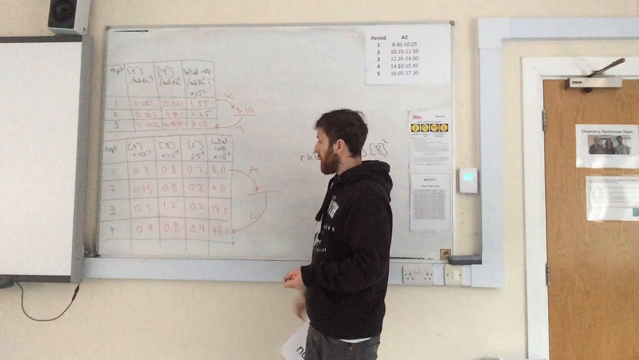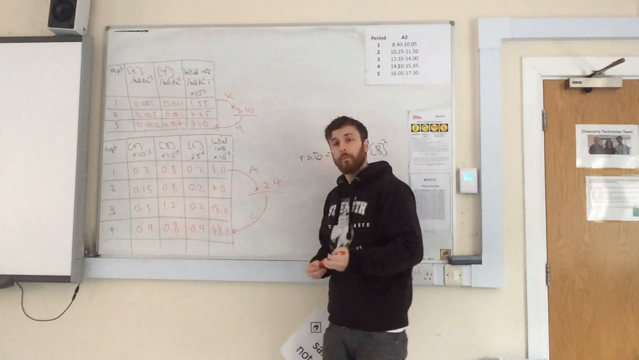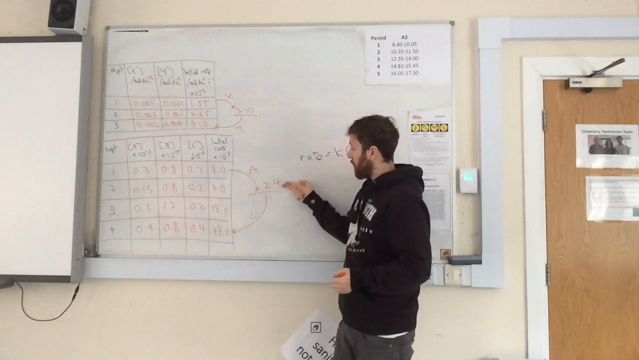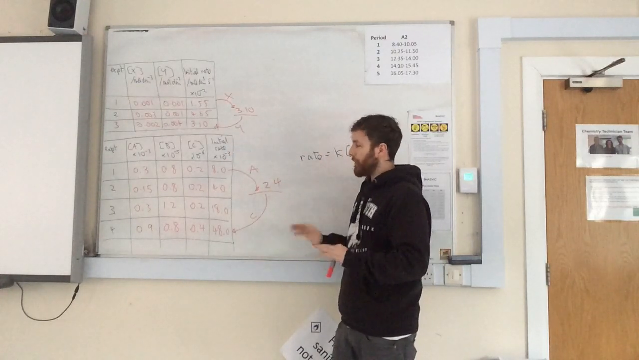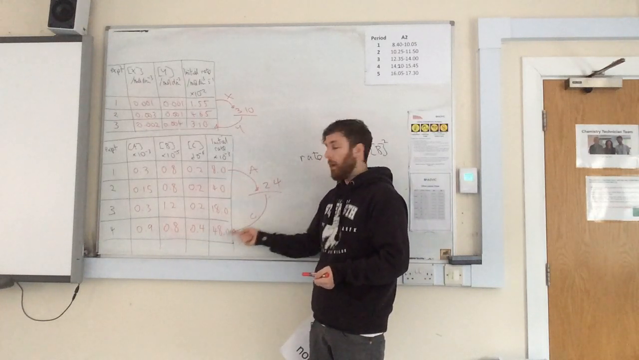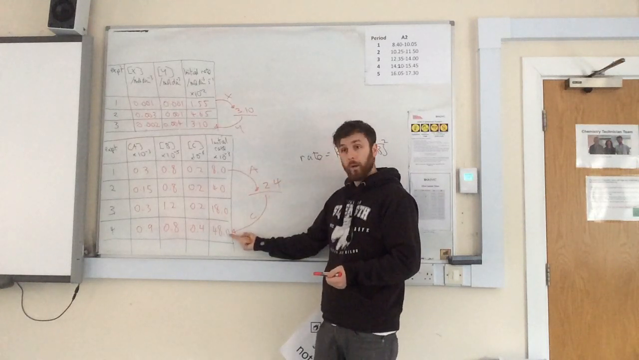Well, 8 times 3 is 8, 16, 24. So the effect of A on its own would have made the initial rate go from 8 to 24. But the initial rate didn't go from 8 to 24, it went from 8 to 48. So C must have made the rate go from 24 to 48.